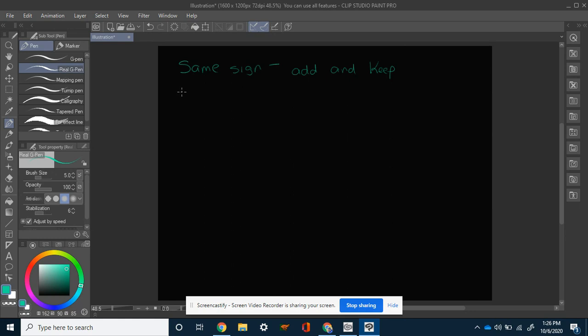Now, what about different signs? Well, if we have different signs, we are going to subtract and use the sign of the number with the larger absolute value.